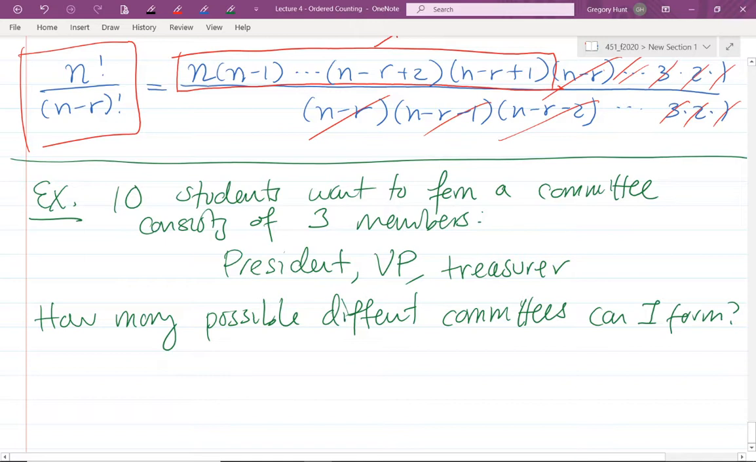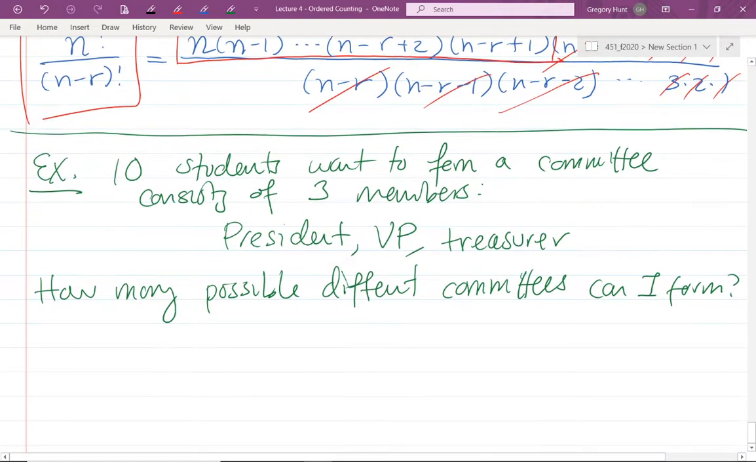So I have 10 students. I want to form a committee. I'm going to choose one of them to be president, one to be VP, one to be treasurer. How many possible committees can I form? I'm going to argue that you can solve this problem by thinking about forming the 3-member committee as choosing a sample. You have n equals 10 possible people to choose from. You're going to choose a sample, r is equal to 3, and you're not going to replace, no replacement.